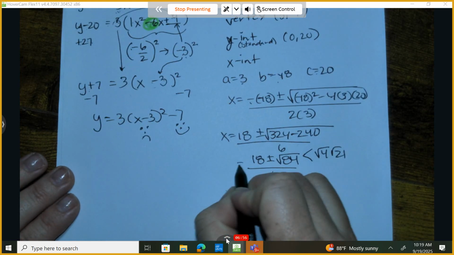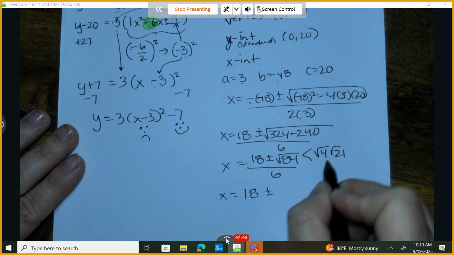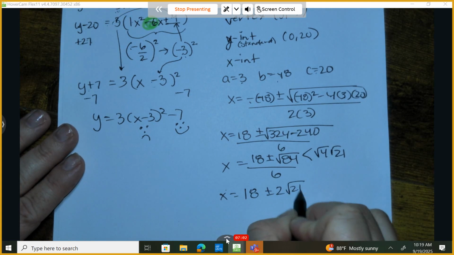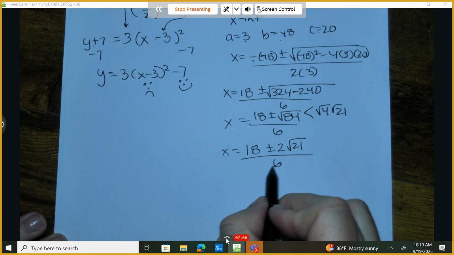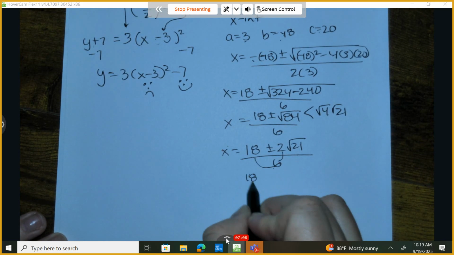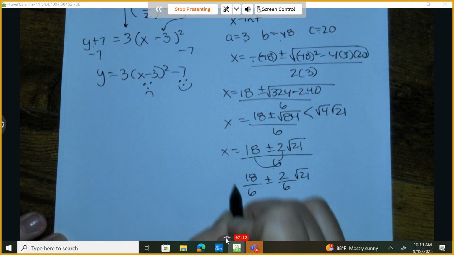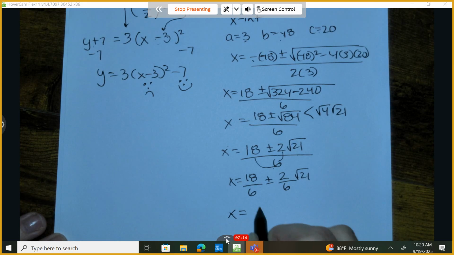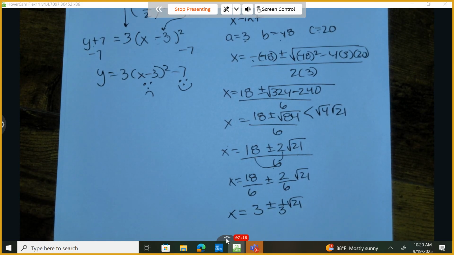Now, I know that the square root of 4 is 2. Then I need to take and separate the 6 with both. So it has to be shared with the 18 and with the 2. And so I end up with 3 plus or minus 1/3 square root of 21.